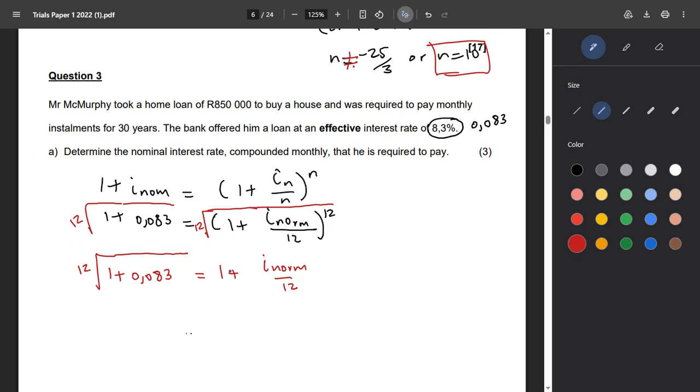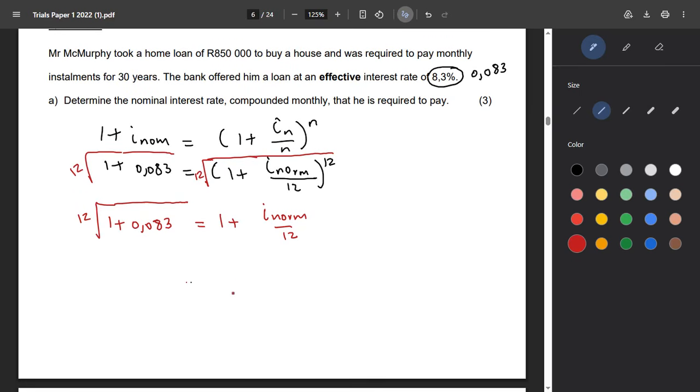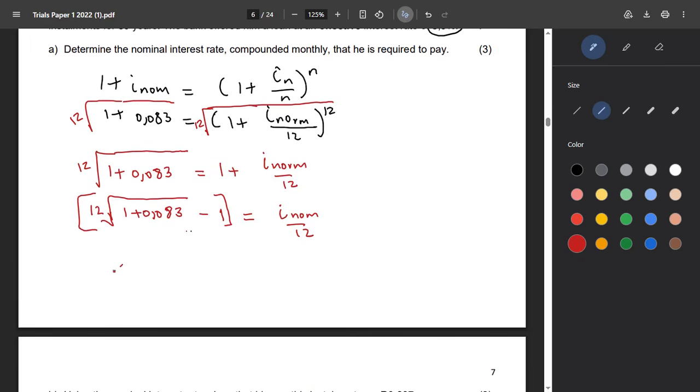0.083. So I'm going to bring the 1 to this side to be negative. This is the 12th root of 1 plus 0.083. Then the 1 comes this side to be negative 1, which is still i-norm over 12. So everything now in this step should be multiplied by 12 to make i-norm the subject of the formula.